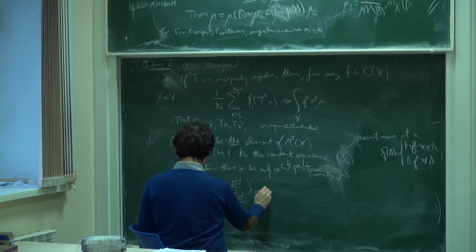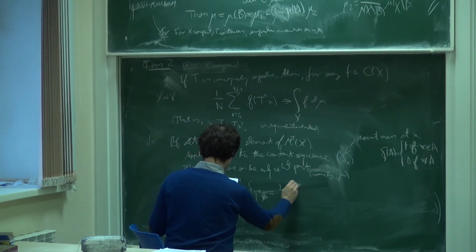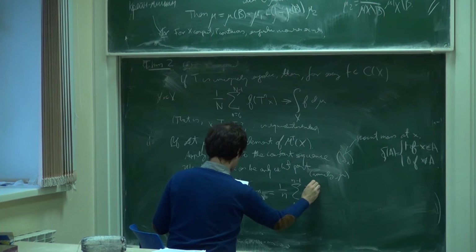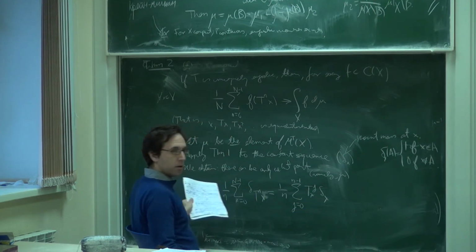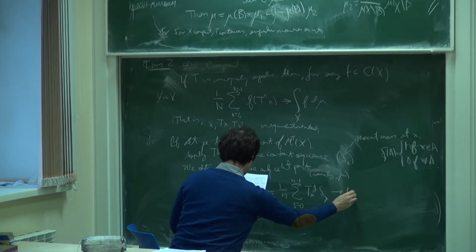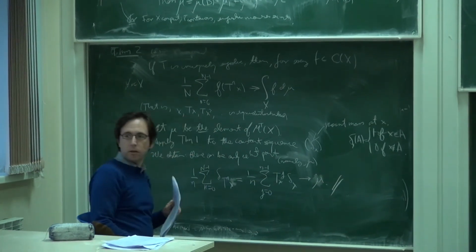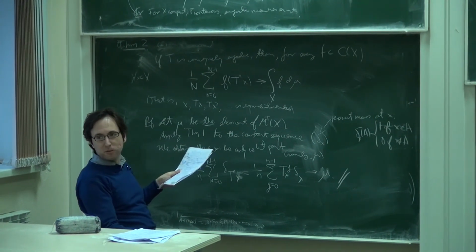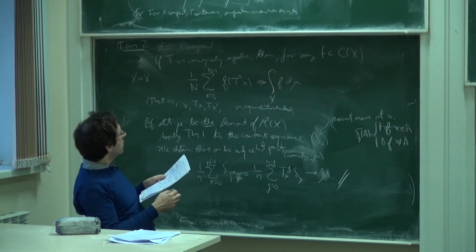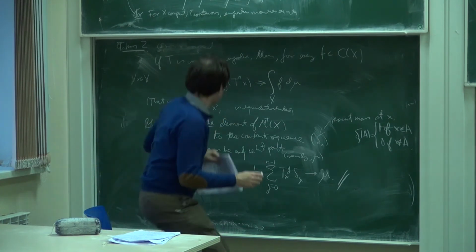And so this delta_{T^n x}, which is nothing other than the pullbacks, tends to mu. And that's it. Nothing else. It converges to mu because it cannot converge to anything else. Yeah. So, well, I should have put this in the statement, perhaps.